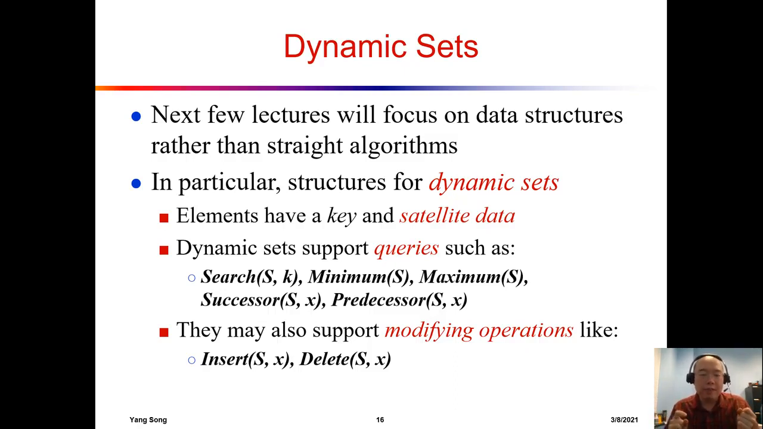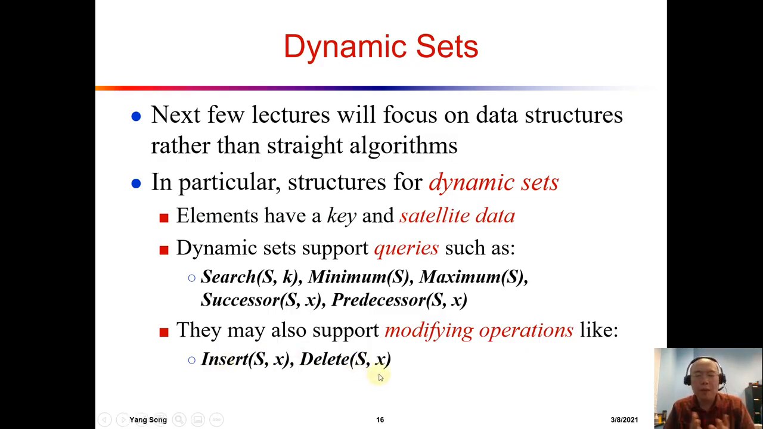Okay, and then for the dynamic set, we want to support the query, like we want to search using a key, we want to get the minimum of the key, we can get the maximum of the key, and then if we have one node or one value, and then we want to get the successor and the predecessor, which is if we want to sort out the keys, and then you have the key X, and then what is the key before X, what is the key after X. Okay, and then we can also do the insert and then delete.